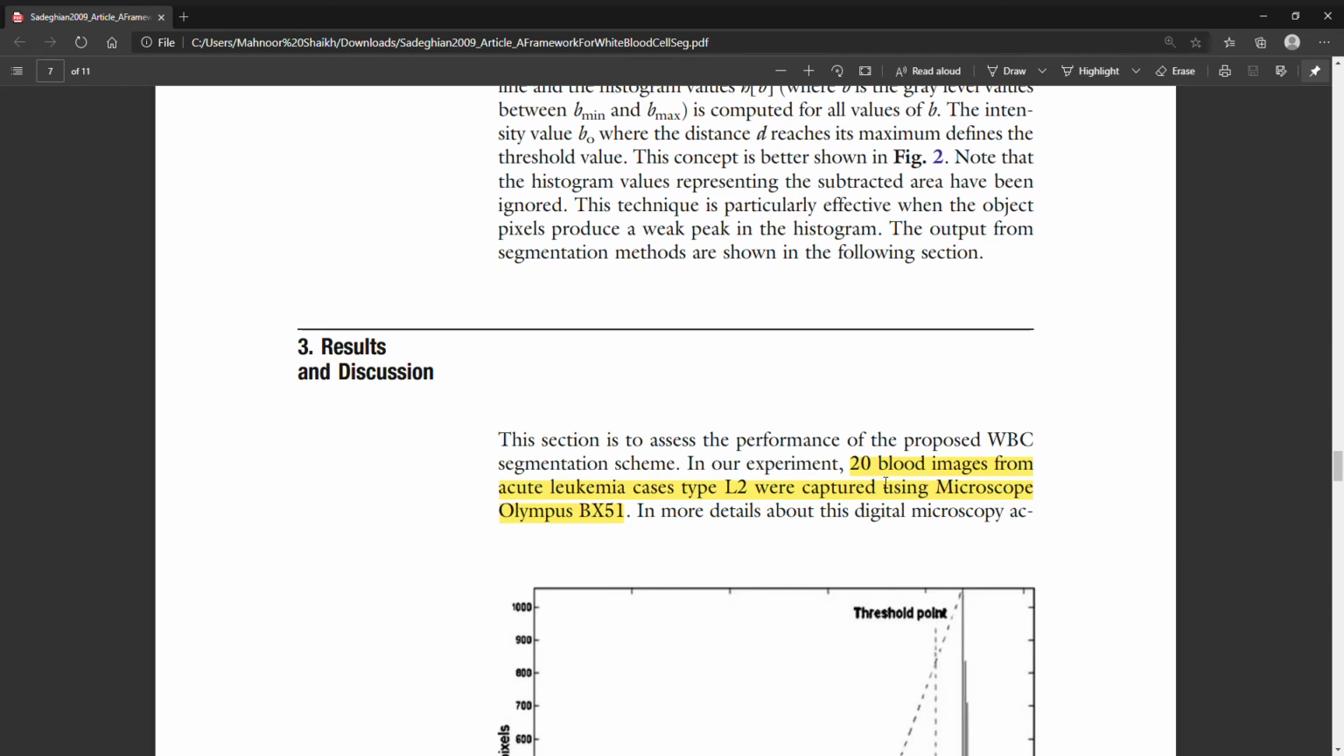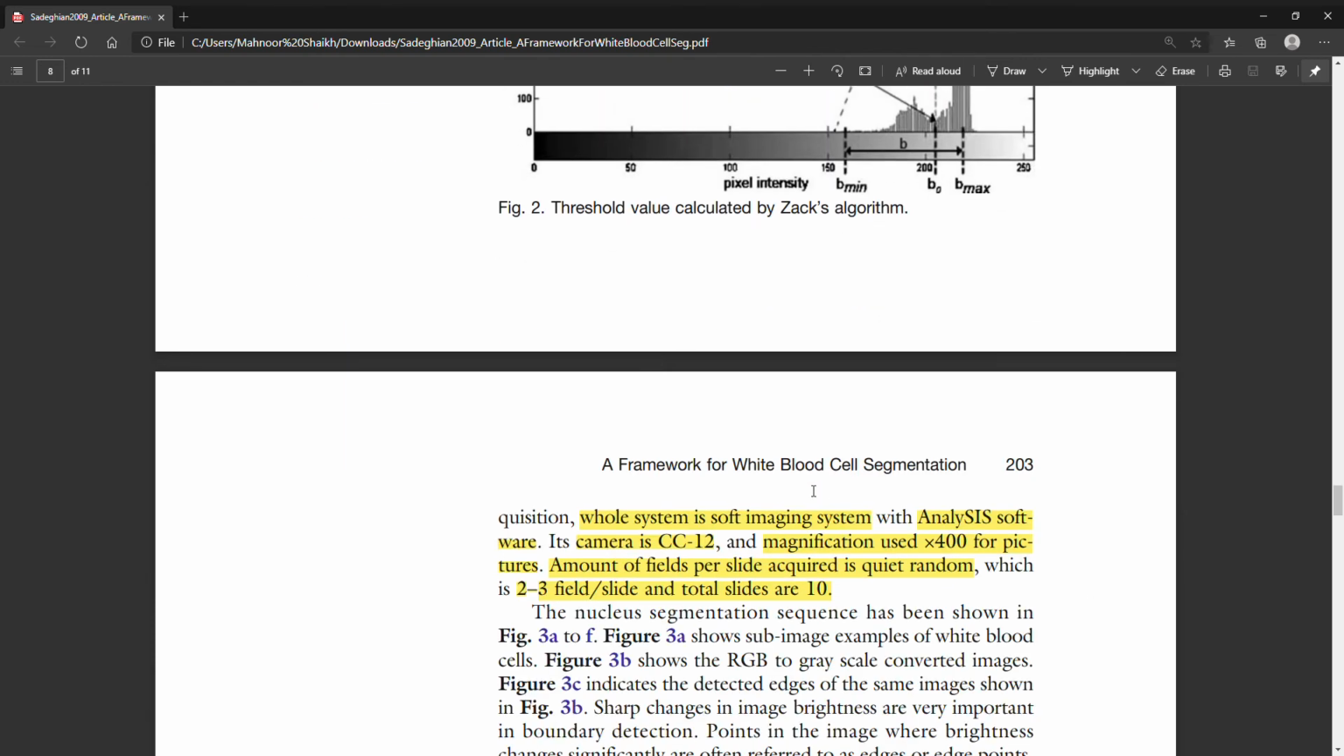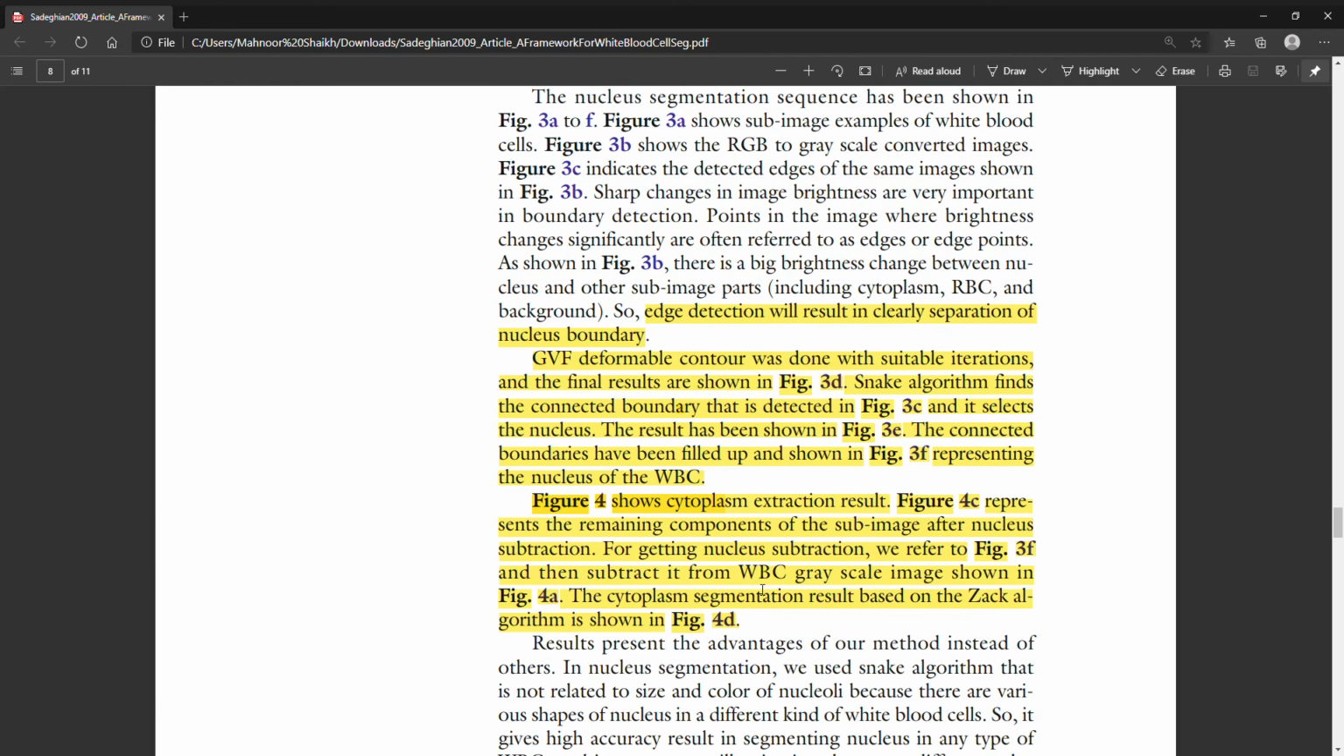Finally, the results: 20 blood images from acute leukemia cases of type L2 were captured using a microscope, Olympus BX51. The system was a soft imaging system with analysis software. The camera used was CC12. Magnification is 400 for pictures, and the number of fields per slide acquired is quite random, 2 to 3 fields per slide, and the total size is 10.